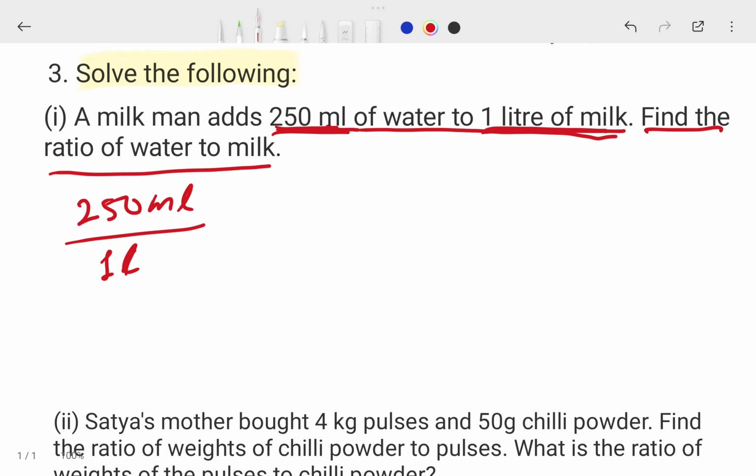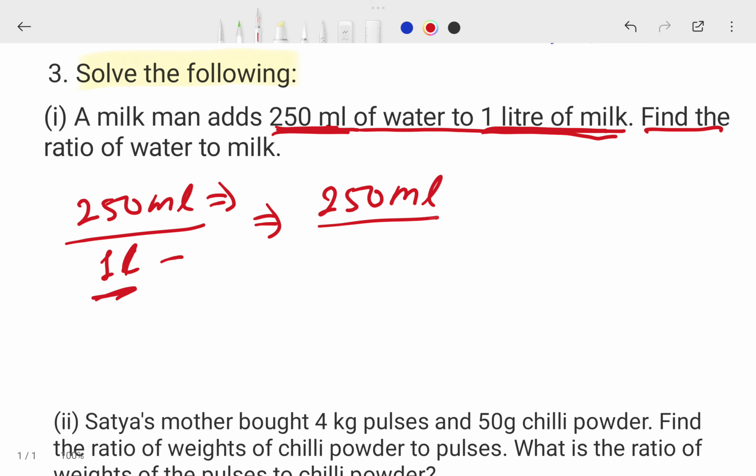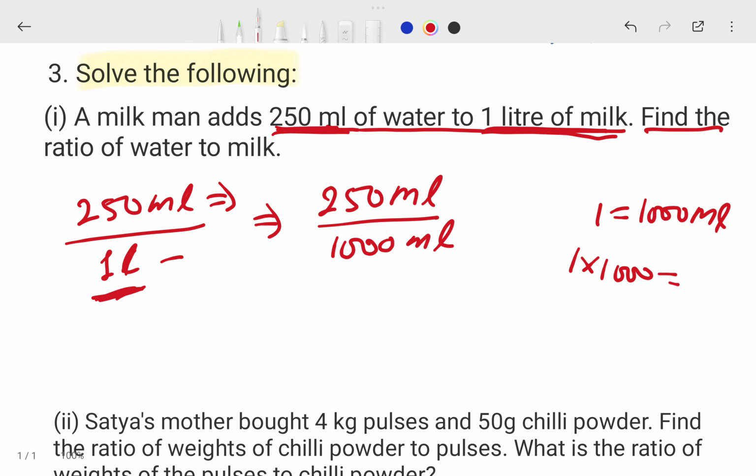So if you see, both have different units. This is milliliter and this is liter. So why not convert this into milliliters only? We know that this is 250 ml. If you know 1 liter equals 1000 milliliters, then to convert this 1 liter, you have to multiply by 1000. So if you multiply 1 into 1000, that's going to be 1000 milliliters only. Okay, now this is going to be over.